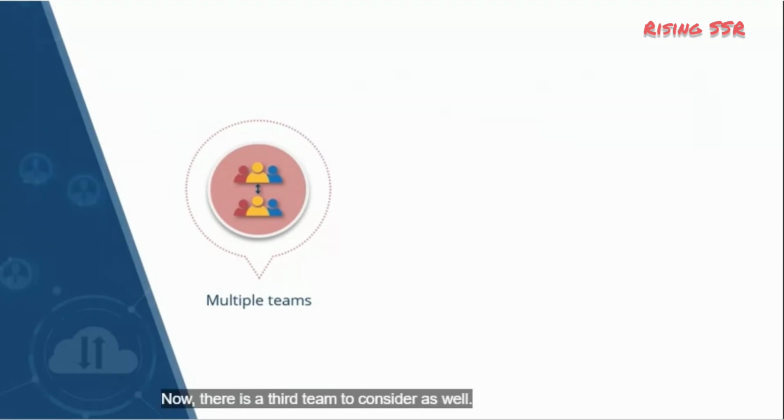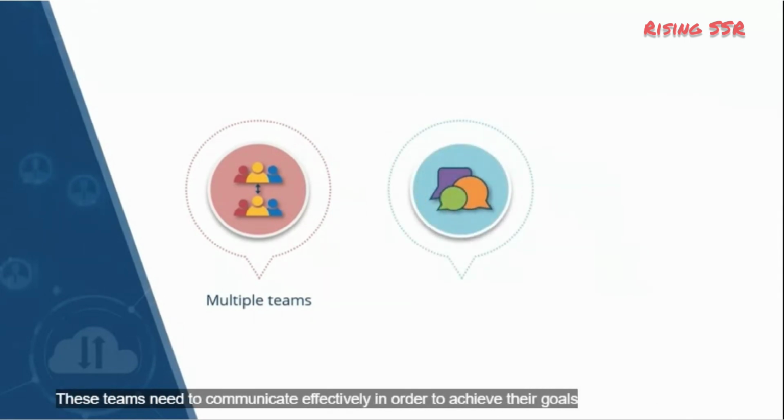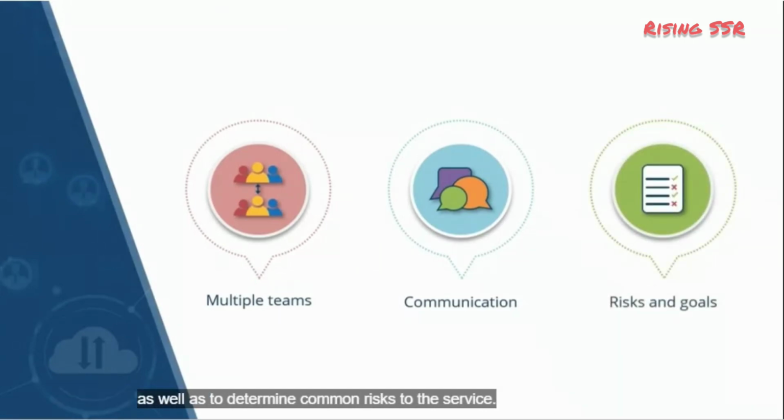Now, there is a third team to consider as well, the product team, which handles the service from a business perspective, dealing with such things as marketing and user expectations. These teams need to communicate effectively in order to achieve their goals, as well as to determine common risks to the service. In this video, we're going to focus on communication between these multiple teams.